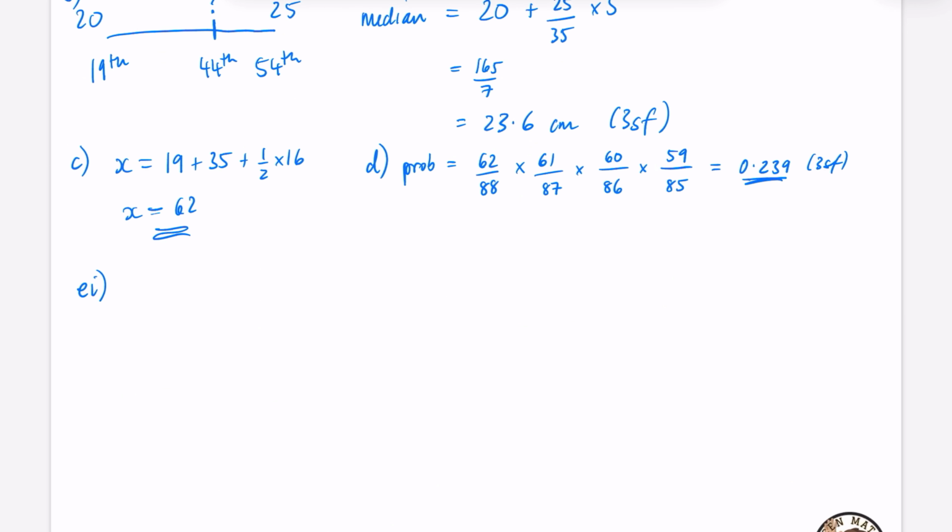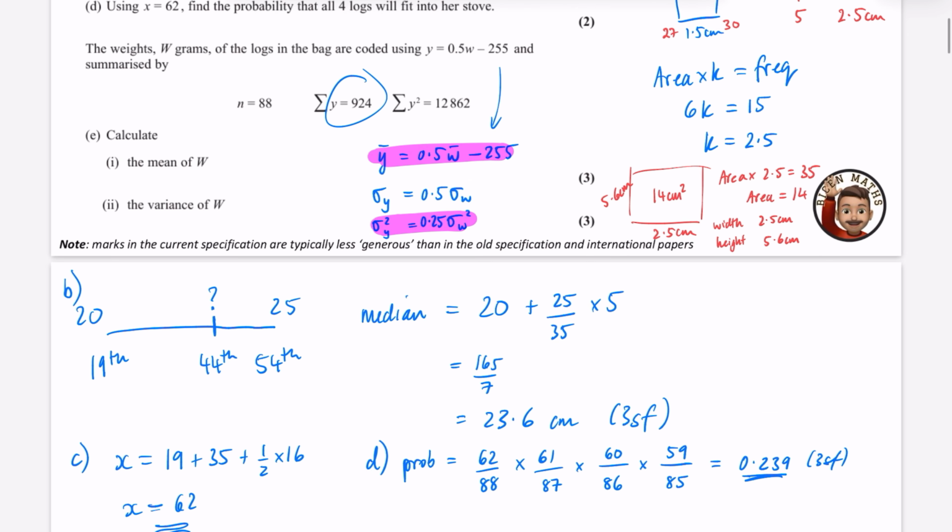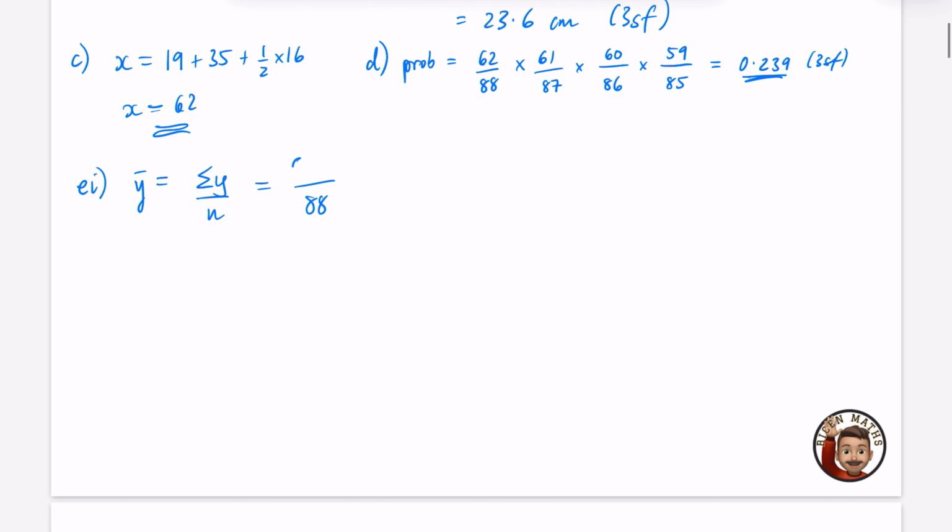So E, part 1, I'm going to find the mean of y. That means you're going to add up all the y values and divide it by how many there are. There are 88 logs, and the sum of y that's written here is 924. So it's 924 divided by 88, that is 10.5.